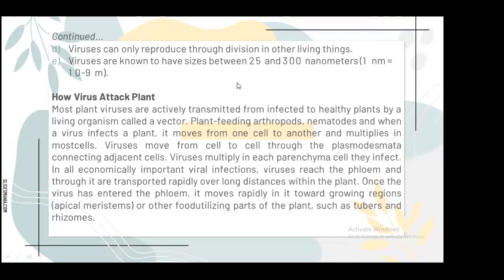And point D is viruses can only reproduce through division in other living things. And the last one is viruses are known to have a size between 25 and 300 nanometers.